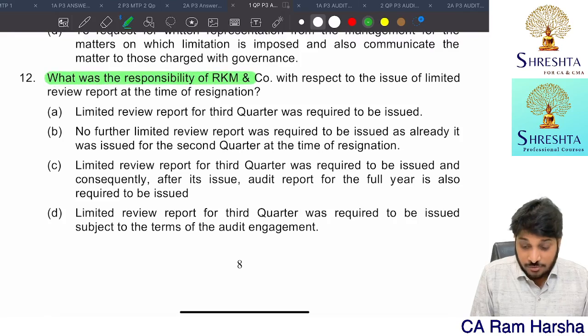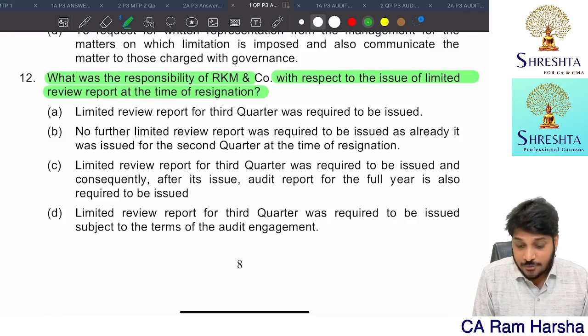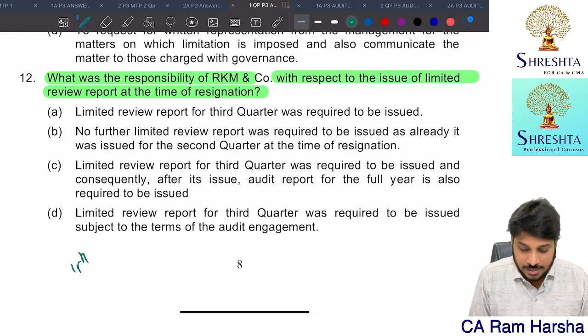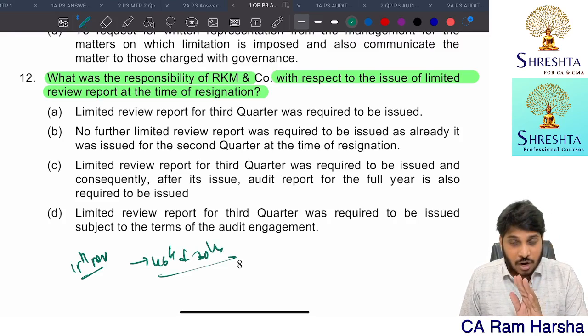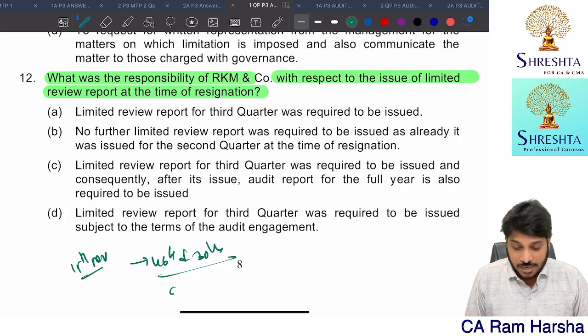What was the responsibility of RKM & Co. with respect to the issue of the limited review report at the time of resignation? 15th November you're resigning. 15th November is the 46th day from 30th September. If an auditor wants to resign after 45 days from the end of a particular quarter, for that quarter and for the next quarter also you must give a review. So for 30th September you must give a review report. For quarter 3 also you must give a review report.